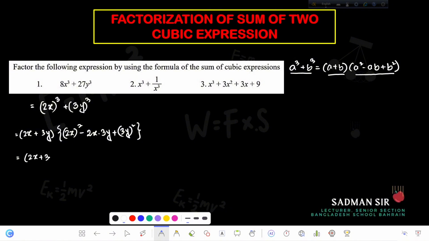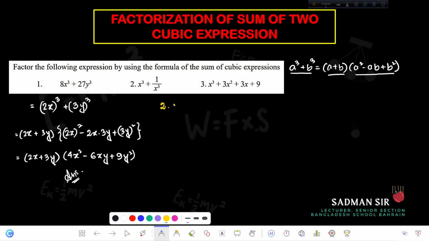2x plus 3y, and then we have here 4x square minus 6xy plus 9y square. So that will be our answer. Just simple application of the formula, right? Now let us see how we can solve number 2.